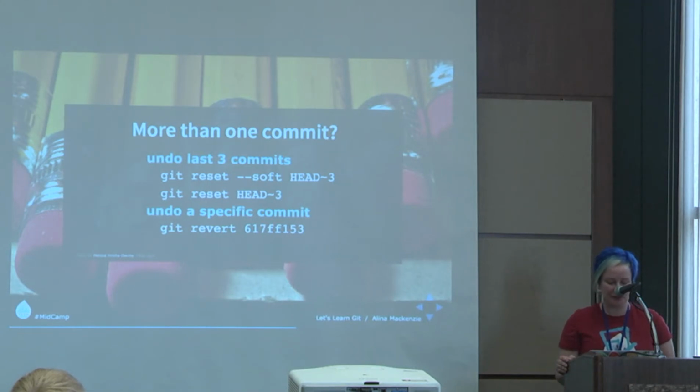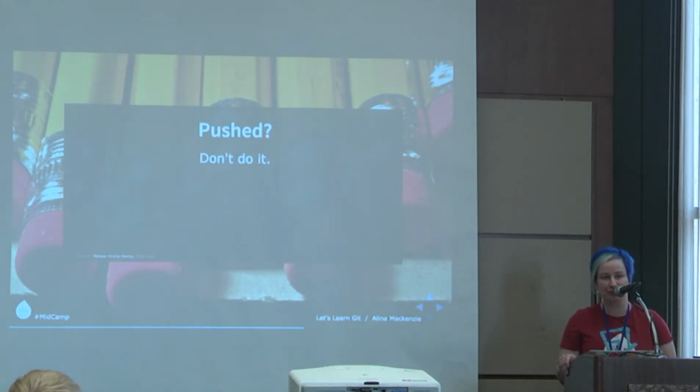And if you want to undo a specific commit that's somewhere in the middle, you can do git revert and then specify the hash of that commit. So this is where that long string of numbers and letters comes in. You can specify just seven of them. And what this will do is prompt you to do another commit where you will explain why you are reverting this particular change. If you've pushed to a remote repository, don't do it.